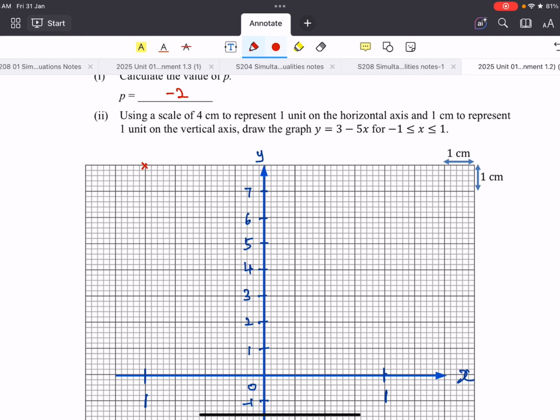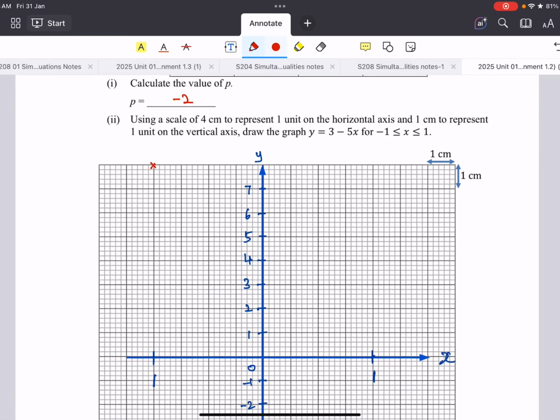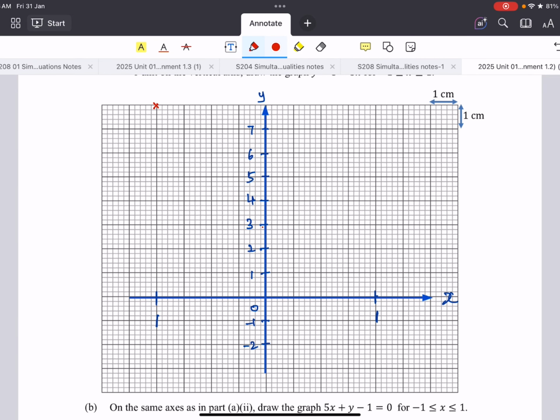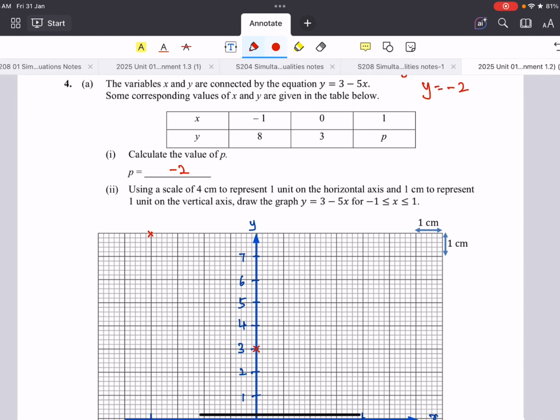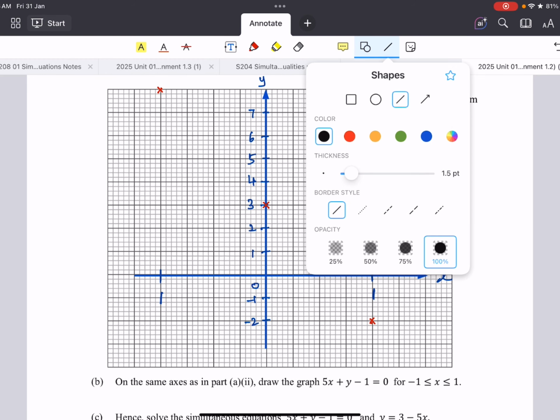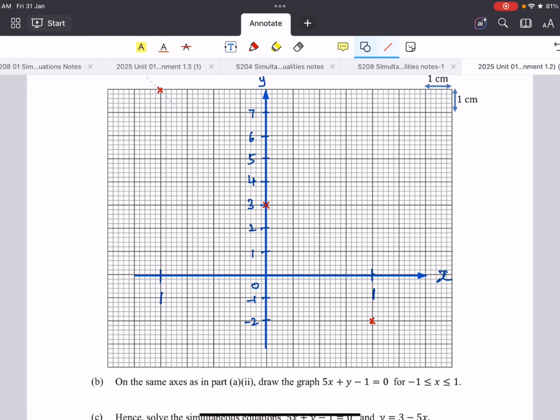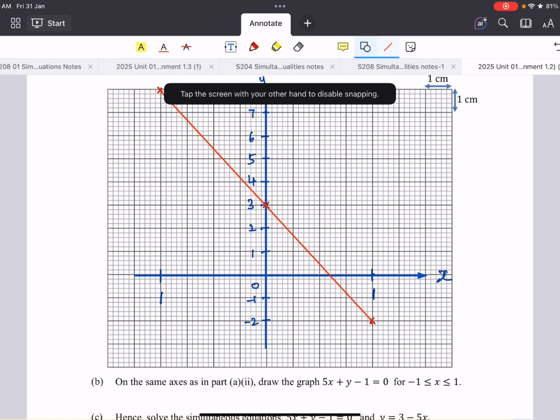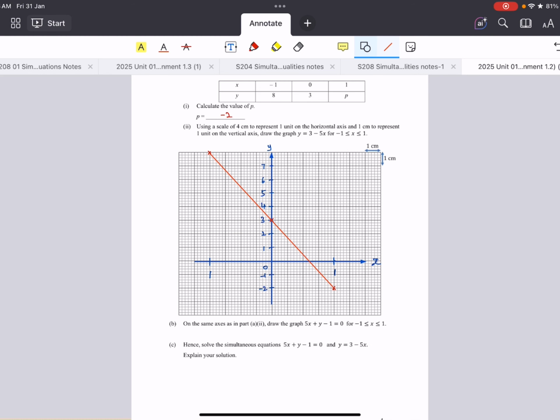Okay, let's go back. Then we have 0, 3. 0, 3 is over here, right? And then we have 1, -2. 1, -2 is over here. Okay, let's join them together. The line, red this time round. Okay, and it should line up perfectly. There we go. Oops, a bit off. But it works. After this, label this. So it is y equals, change the pen, y equals 3 minus 5x.